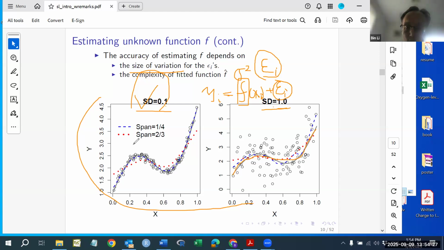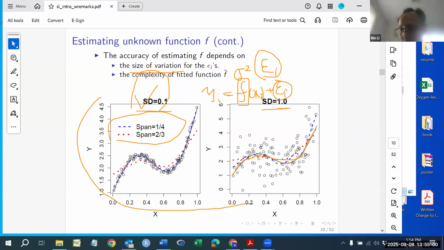So here I showed two fitted curves, and we will talk about these two curves. These are the lowess smoother, the nonlinear smoother, with different parameters. So you can see these red dot ones are not fitted well, but the blue dash curve with the span equal to 1/4 matches the underlying true function very well in here.